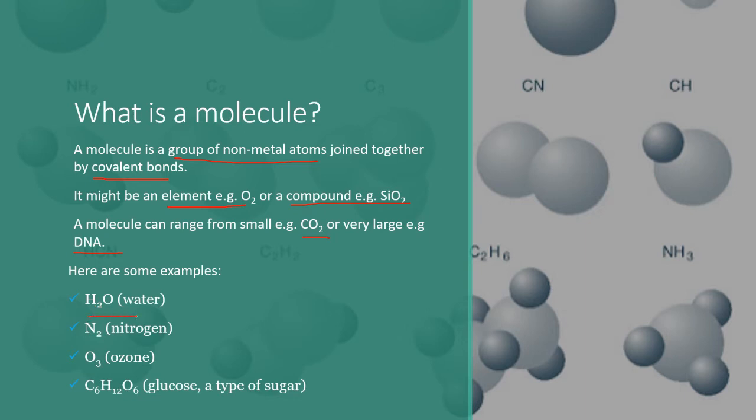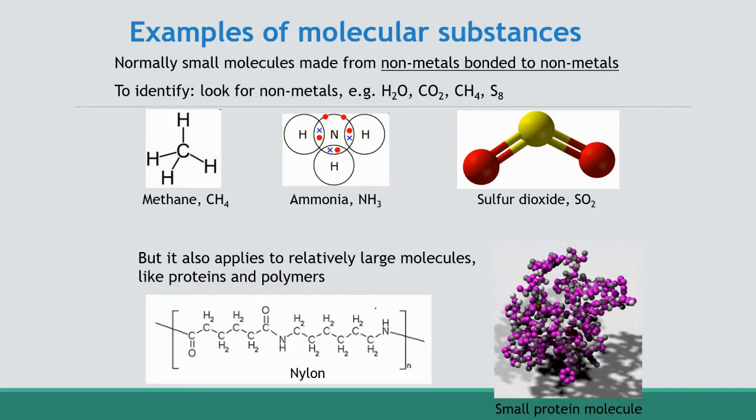So we've got water, we've got nitrogen. Ozone is three oxygen atoms, so that's up in our atmosphere protecting us. Glucose is a really important molecule, C6H12O6. Here are some examples of molecular substances made up of molecules, where the particle is a molecule. Normally, small molecules are made from nonmetals, remember, so we're looking for nonmetals on the right-hand side of the periodic table.